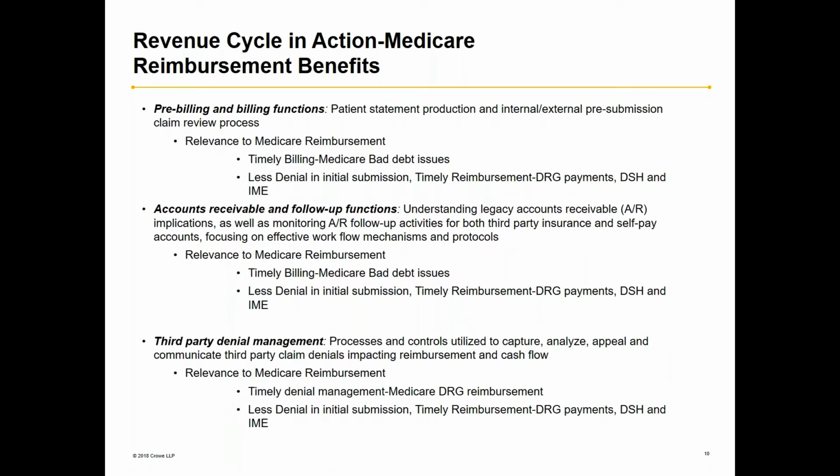And then really on this slide, the big thing that I want to hit here is that third-party denial. What are we doing in this area to make sure that we've got processes in place to analyze and appeal if necessary, or rebuild these claims, to make sure that whatever reason it was denied, we are trying to correct that to make sure we're paid correctly.